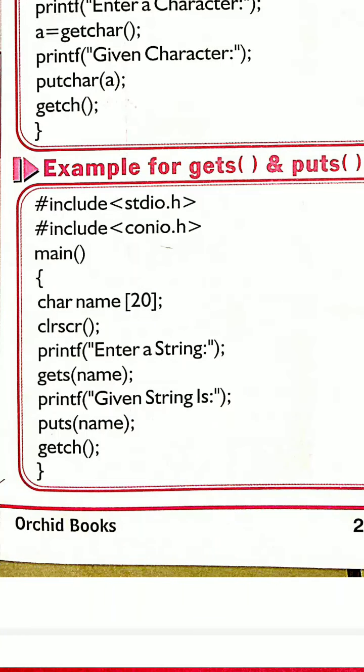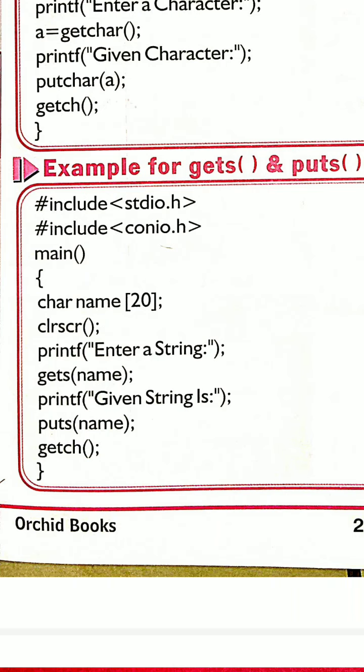So when you enter the name or any text that is below 20 characters, it will be stored in variable name. In the next statement, "The given string is" will be printed, and puts will print the content of variable name. Okay, so these are the unformatted console input output functions.